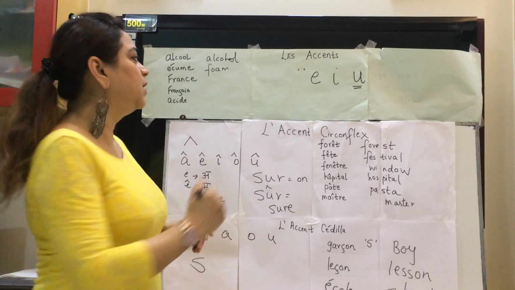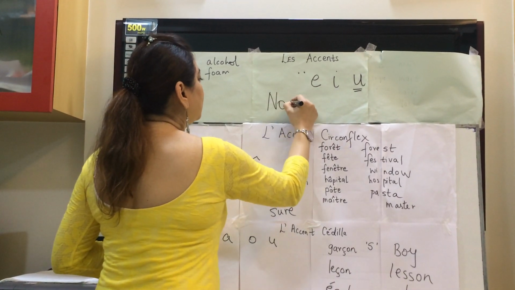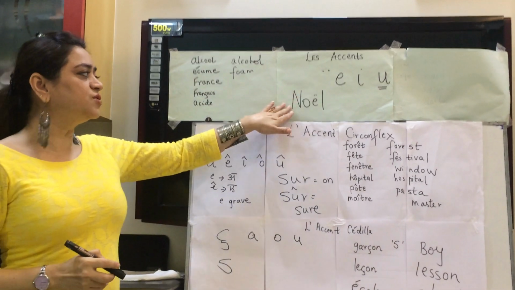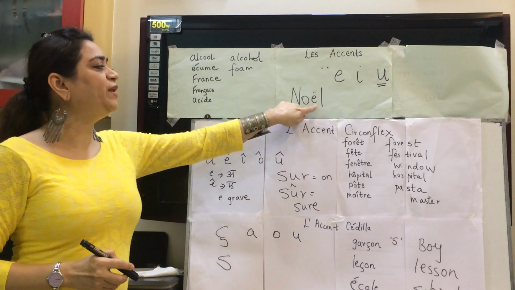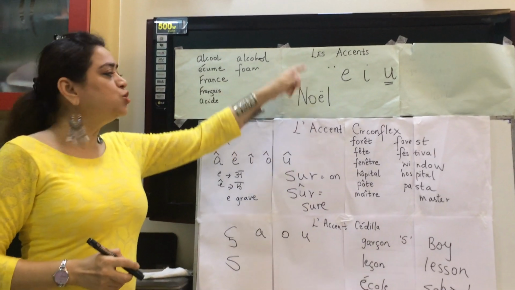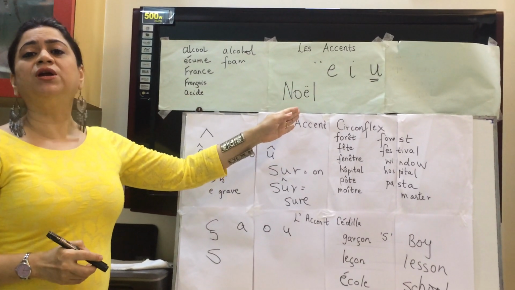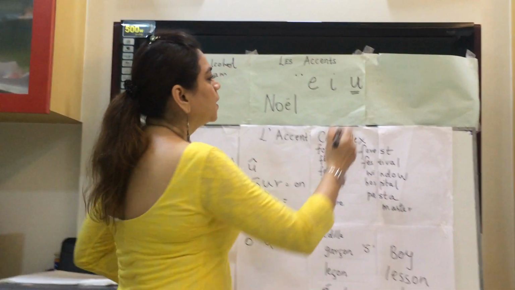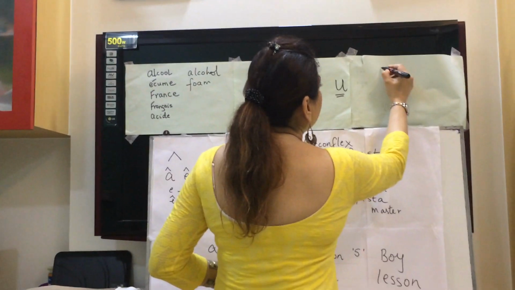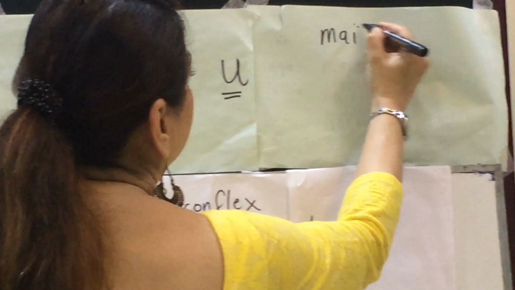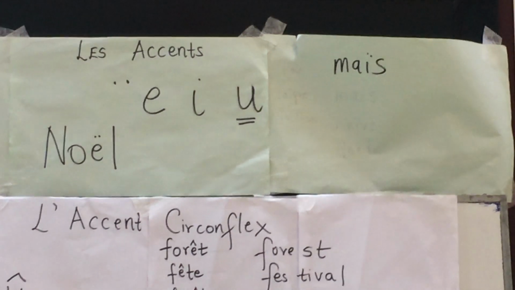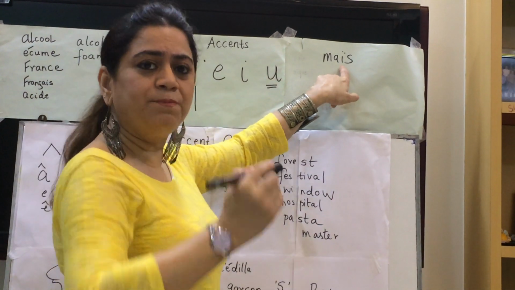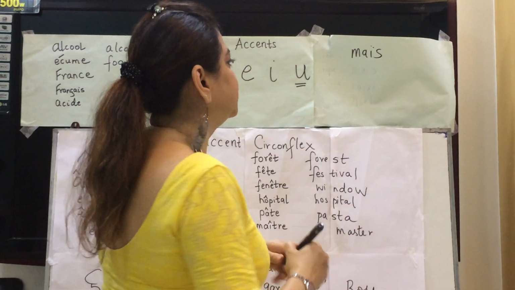The example here that I have is Noël. Noël, that is Christmas. We have O and E, two vowels side by side, so the trema creates a division, a bifurcation between O and E. Say Noël. Now, if I have, say, maïs, A and I, maïs, that is maize, corn, it's A and I pronounced separately.